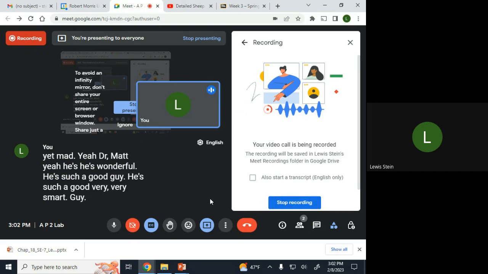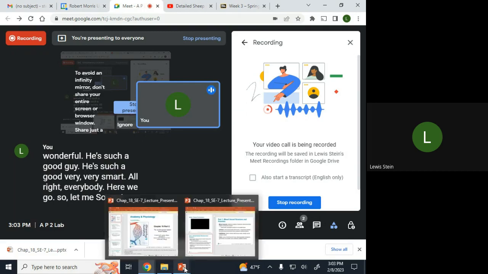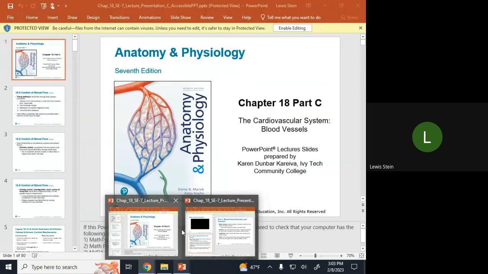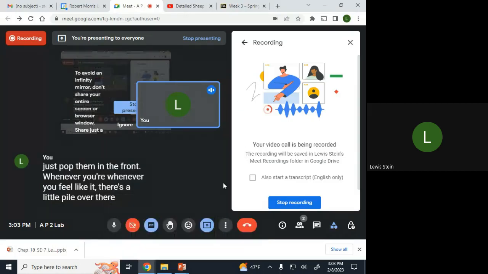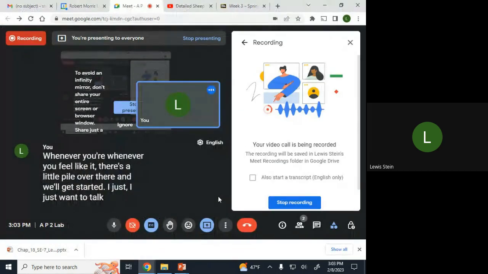All right, everybody, here we go. If you have your Scantrons, please just pop them in the front whenever you feel like it. There's a little pile over there and we'll get started. I just want to talk a little bit about blood vessels generically. We're going to look at a video of the heart and then we'll dissect the heart. I got a fresh supply of hearts.